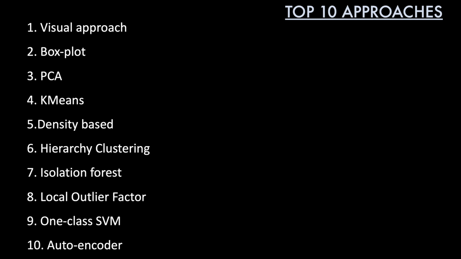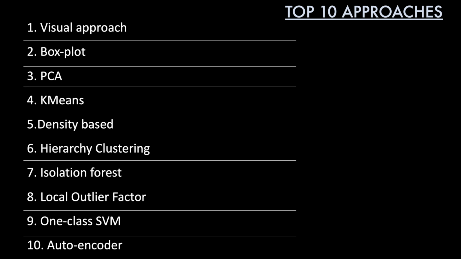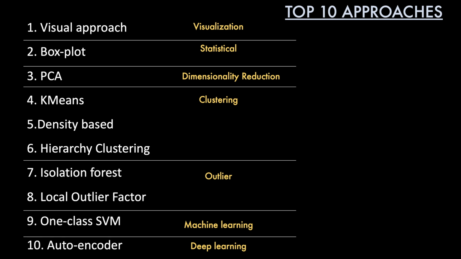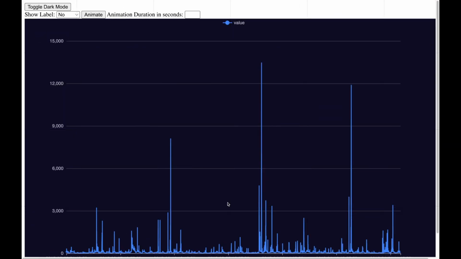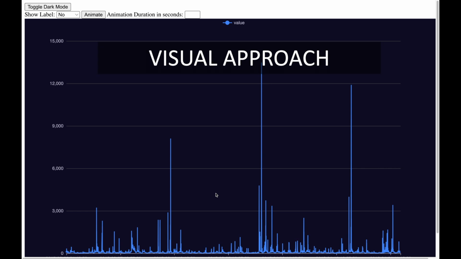I'll be using 10 different methods to find outliers. Now, these methods range from various approaches such as visual inspection, statistical methods, dimensionality reduction, clustering, machine learning, and neural networks. Each of these methods has its own advantages and its disadvantages. And this video will help you get a complete overview of different methods as well as understand the value of each one of them. Let us now start with the visual approach.